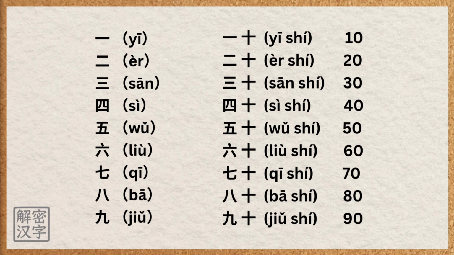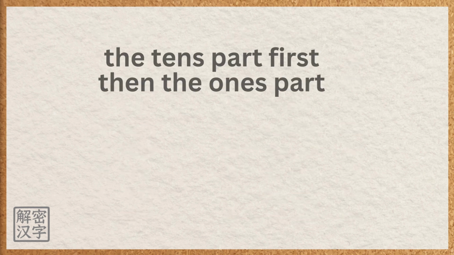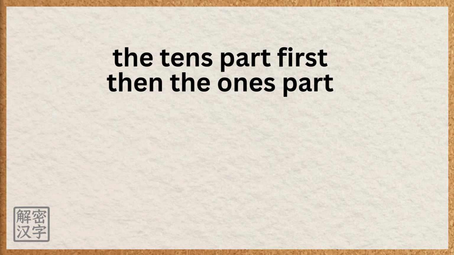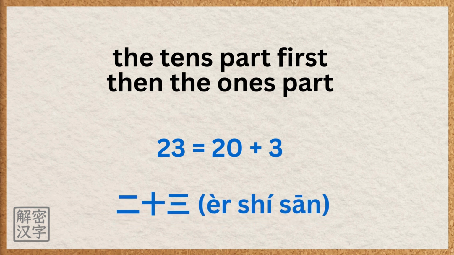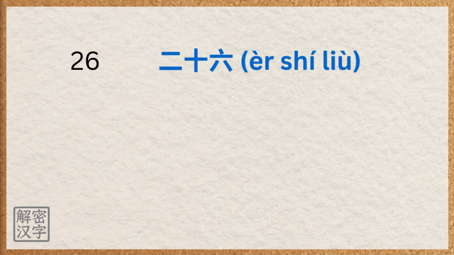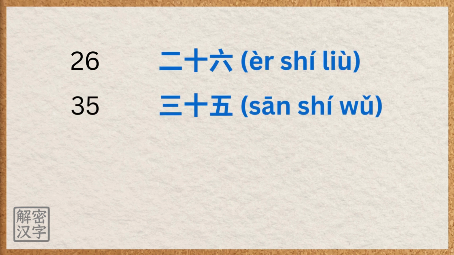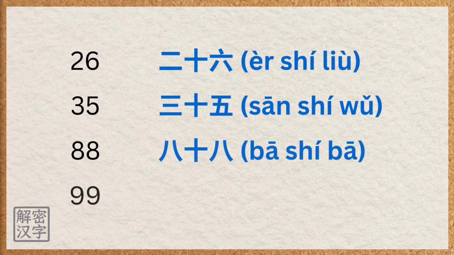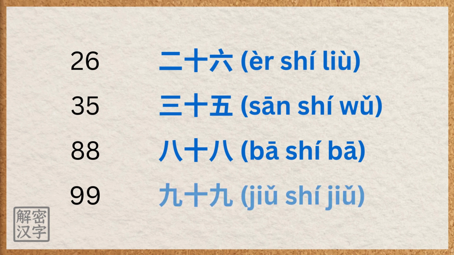And for other two-digit numbers, it's super easy. You just say the tens part first, then the ones part. For example, 23 equals 20 plus 3. We say 二十三. Let's try a few. 26. We say 二十六. 35. We say 三十五. 88. We say 八十八. 99. We say 九十九. Have you got it?